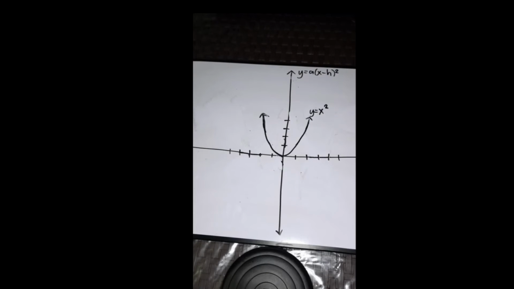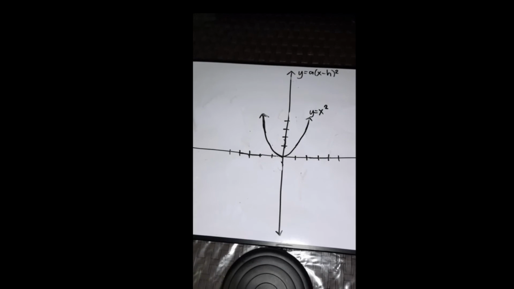Okay, now we are going to graph y is equal to a times the square of x minus h. So take note that for the set of graphs of the form y is equal to a times the square of x minus h, changing the value of h leads to the horizontal movement of the graph. Ibig sabihin, we are going to shift from y is equal to ax squared, we are going to shift the graph either to the left or to the right.